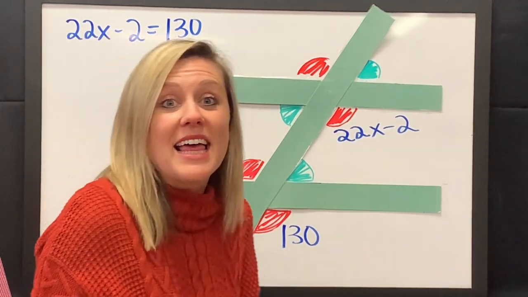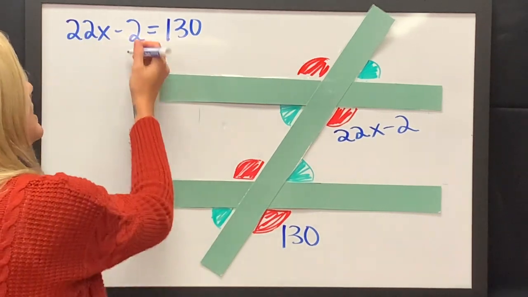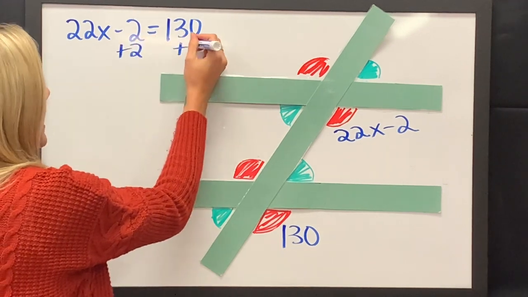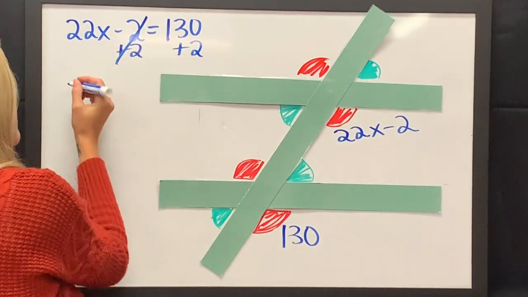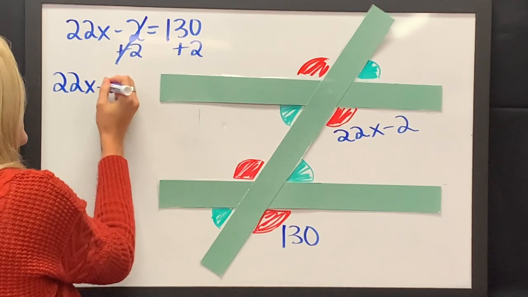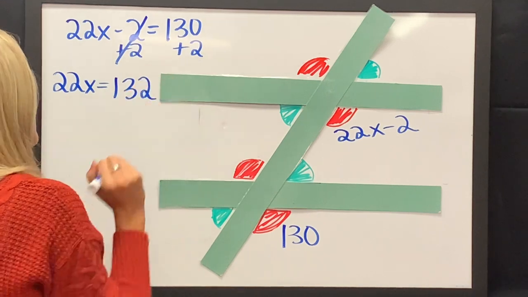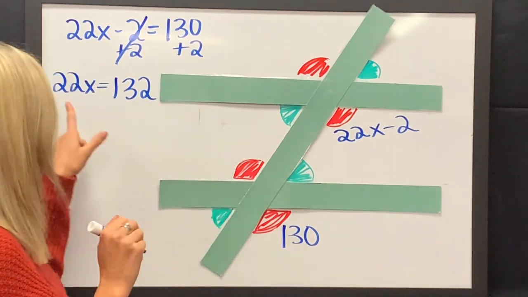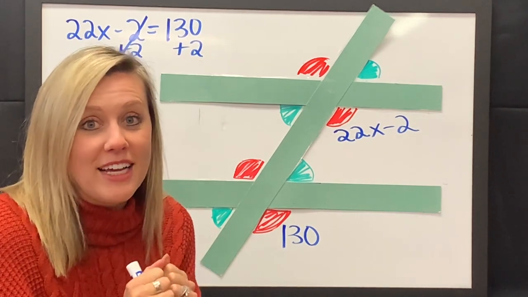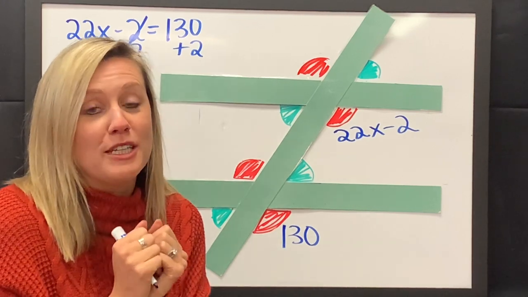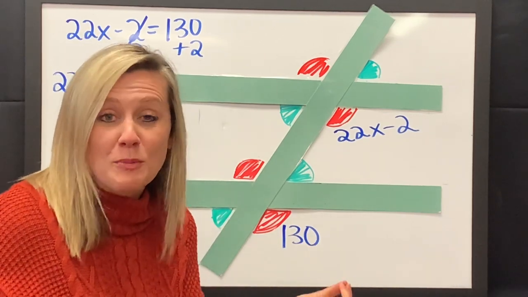So I want to get x by itself. This is a two-step equation. So the first thing I'm going to do is add 2 right here to both sides of the equal sign because I want to keep them equal. These will cancel, and I'll be left with 22x equals 130 plus 2 is 132. I have one more step. Since this number 22 is right by that variable x, that means multiply. So to undo multiplication, I am going to do division. And I usually show that by using a fraction bar because that also means division.